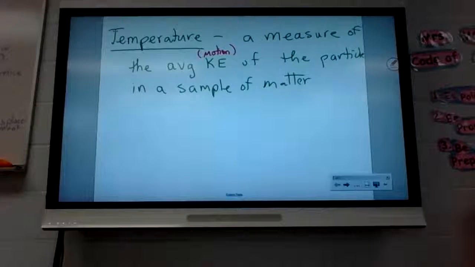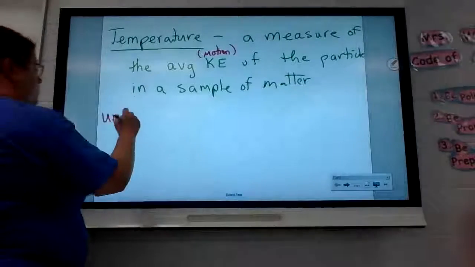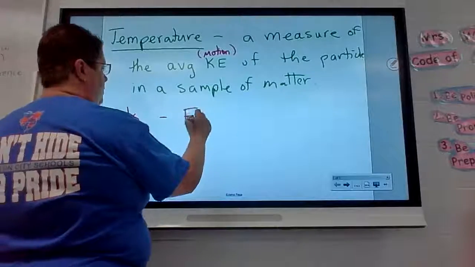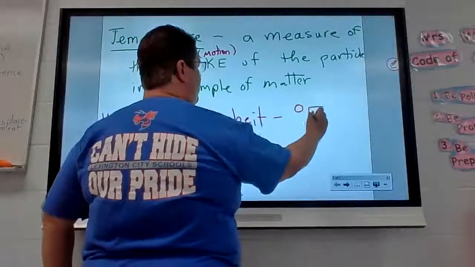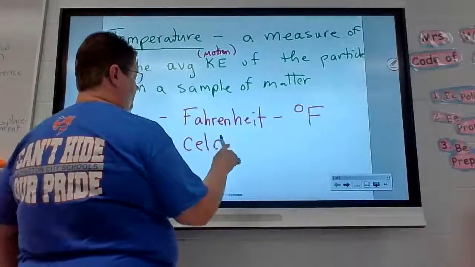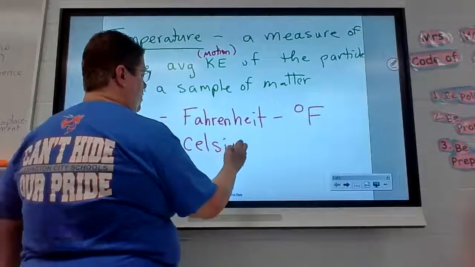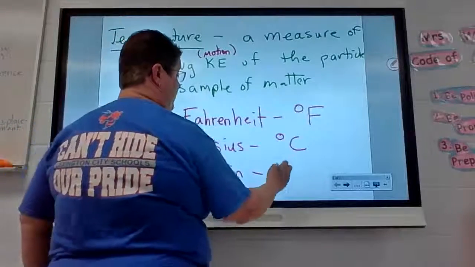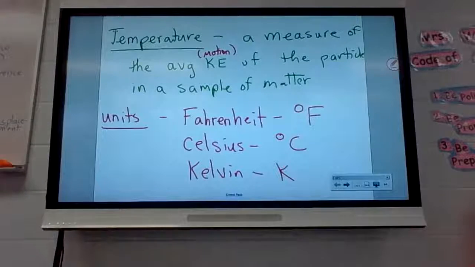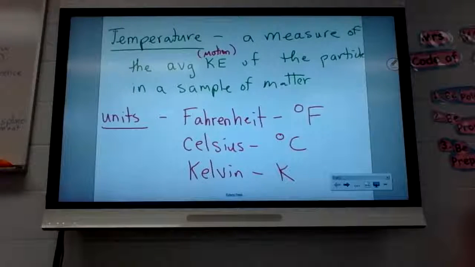So, it's a measure of the average kinetic energy of the particles. So we're measuring how fast they're moving. That's all temperature is, how fast. So, tell me this. What units do we use to measure temperature? Fahrenheit is degrees F. Celsius is abbreviated degrees C. And Kelvin has no degree symbol. It's just K. So it's degrees F, degrees C, and Kelvin is just a K. It's the only one that does not have a degrees.